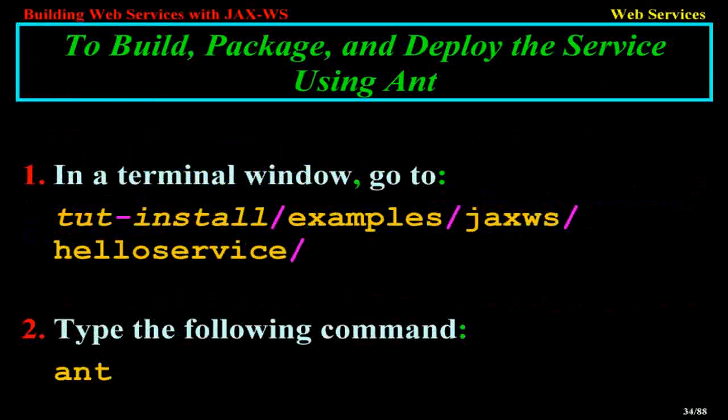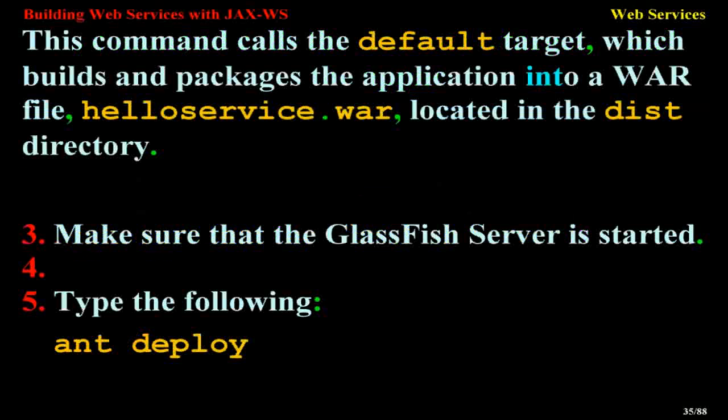To build, package, and deploy the service using Ant: In a terminal window, go to tut-install/examples/jaxws/helloservice. Type the following command: ant. This command calls the default target, which builds and packages the application into a WAR file, helloservice.war, located in the dist directory. Make sure that the GlassFish server is started. Type the following command: ant deploy.